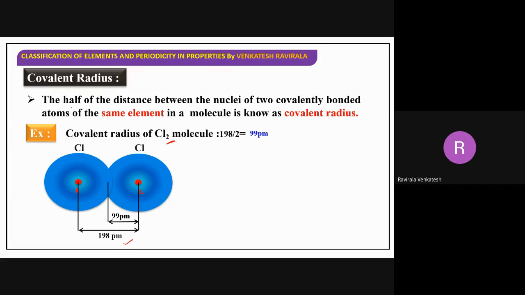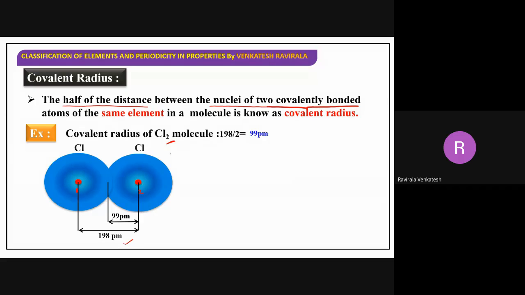Now you observe that half of the distance between the nuclei of two covalently bonded atoms of the same element in the molecule is called the covalent radius. What are the same elements present in this chlorine molecule? Chlorine. Half of the distance between the two nuclei of two covalently bonded atoms. Otherwise, simply, half of the internucleus distance between the atoms of a given molecule is called the covalent radius.